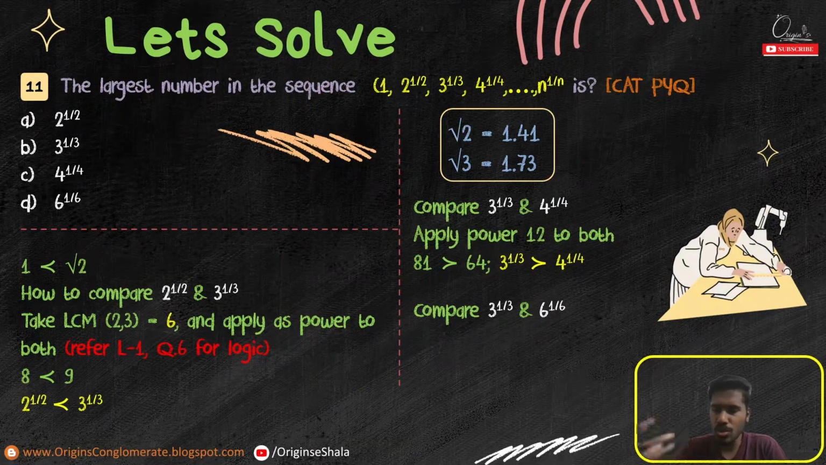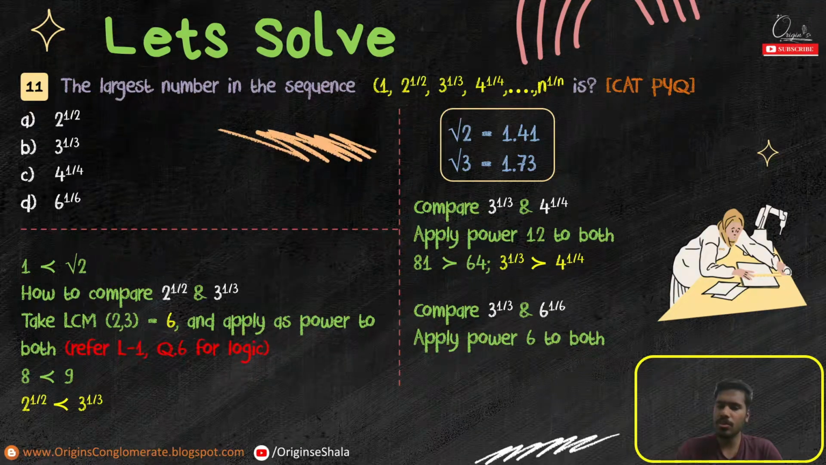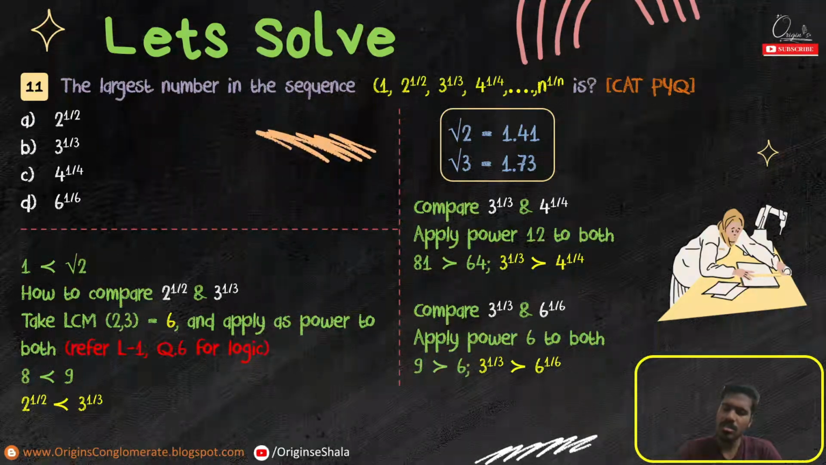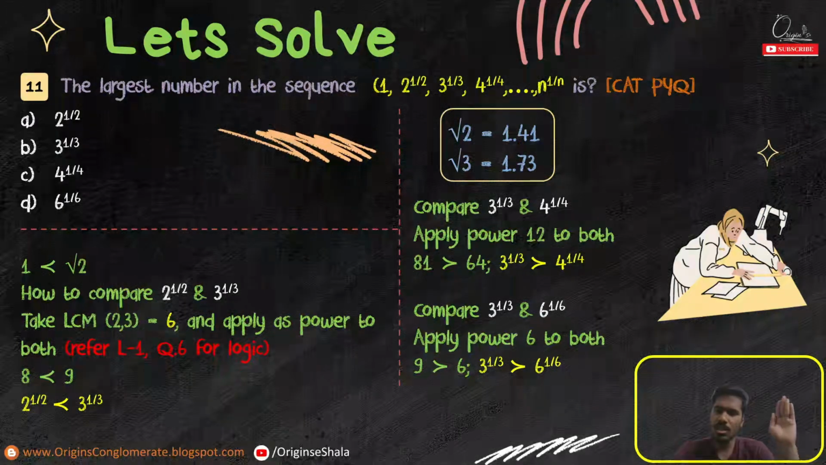Just to be sure, we will compare 3 and 6 now, because there are only 4 options, no need to think about it. I will apply power of 6 this time, because the LCM of 3 and 6 will be 6. And I will be left with the sure answer that yes, 3 raised to 1 by 3 is definitely greater than all of these values. Even in this whole sequence, to be more precise, 3 raised to 1 by 3 will be the greatest value, because after this the value will keep dropping.